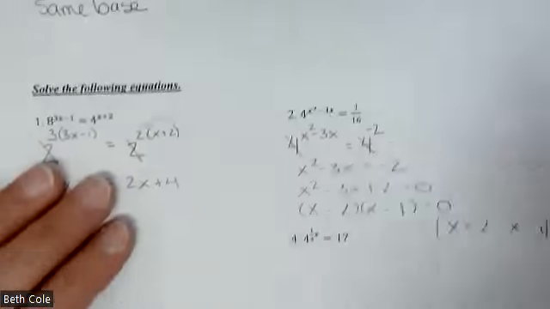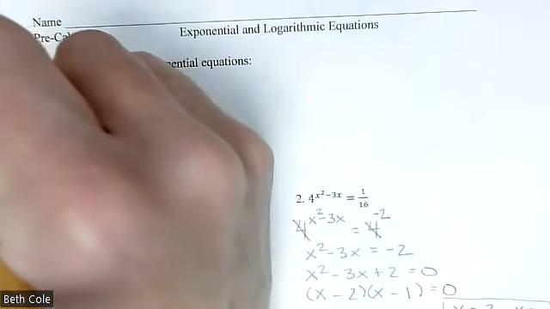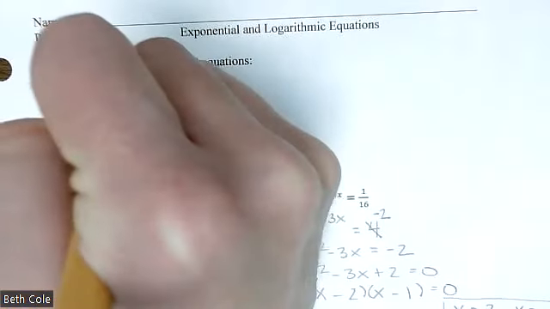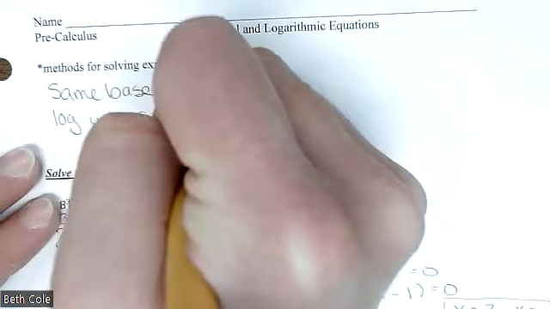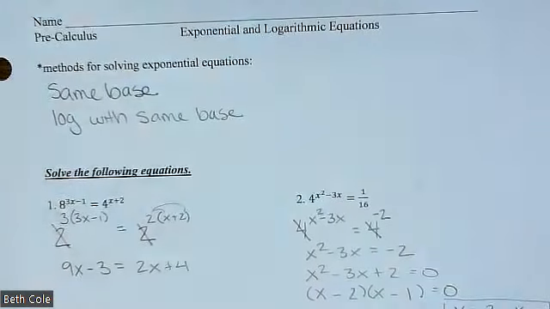Anybody? Okay. So the second method is you're going to log with the same base. And the point of that is that they'll cancel. Exponential and logarithmic are inverses. So you're trying to get it to cancel. It's no different than if there's a +3, you would do -3 to cancel it out. Do you get what I'm saying?